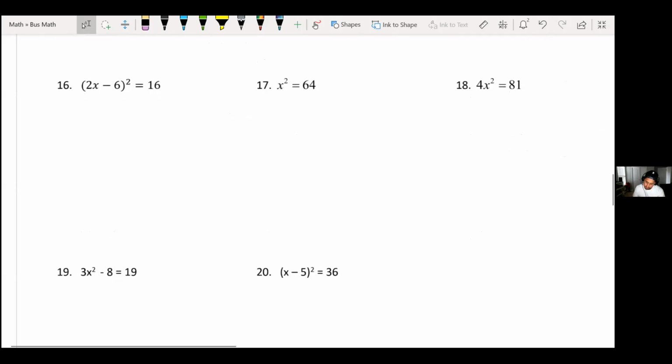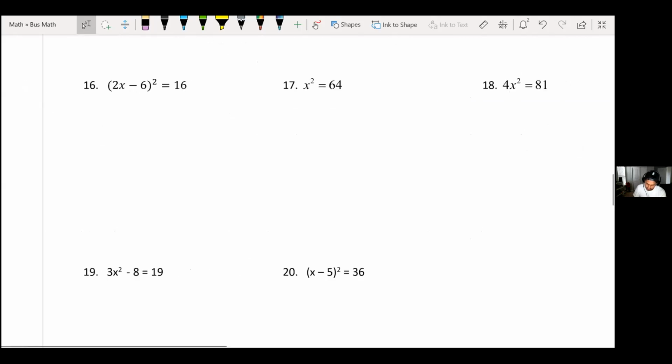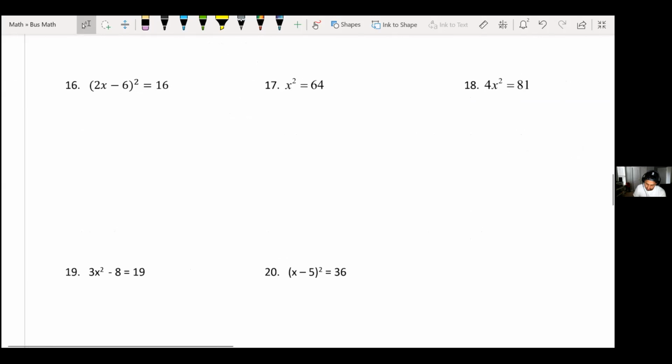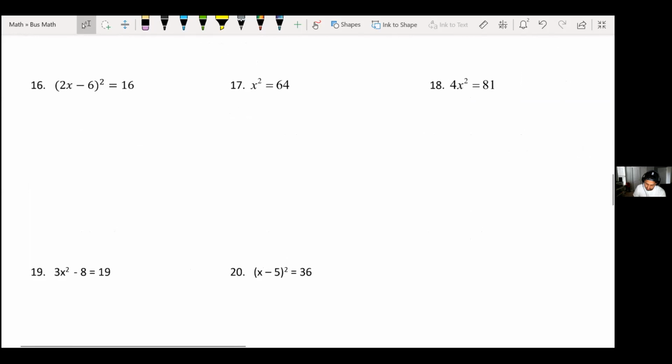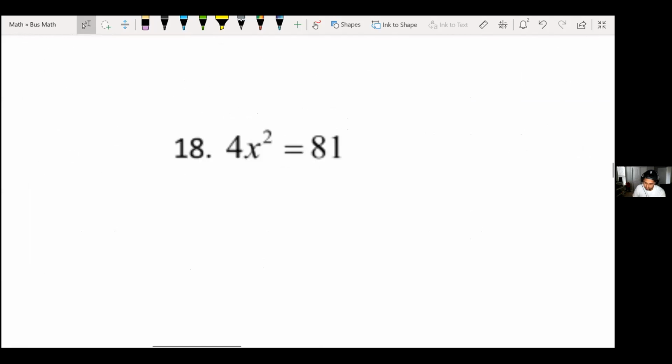Let's see, I'll do number 17. No, you can do 17. That one's easy. Let me see, I'll do 18. And then I'll do 18 and I will do, let's see, 19. Oops. There we go.